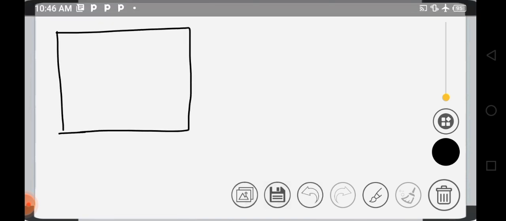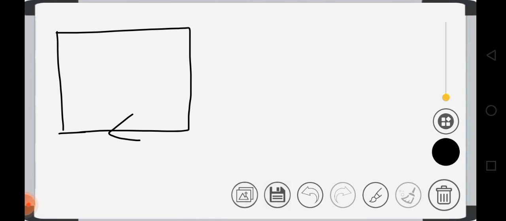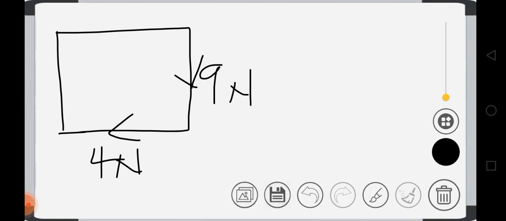Let's say we have a diagram like this. Then we have 4 newtons going to this side. We have 9 newtons going downward. 9 newtons go to this side. We have 10 newtons going to this side. How do you resolve something like this?